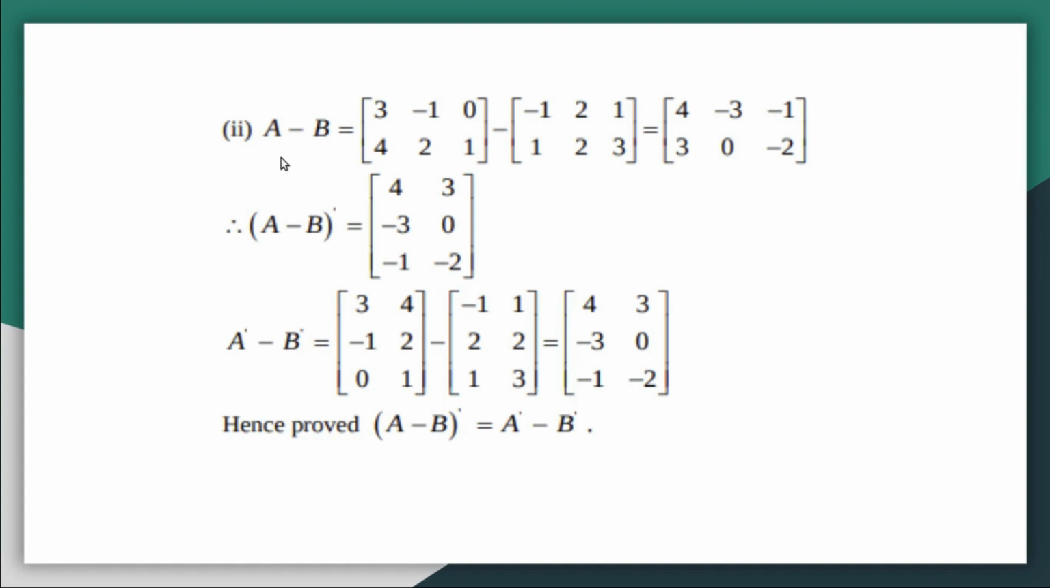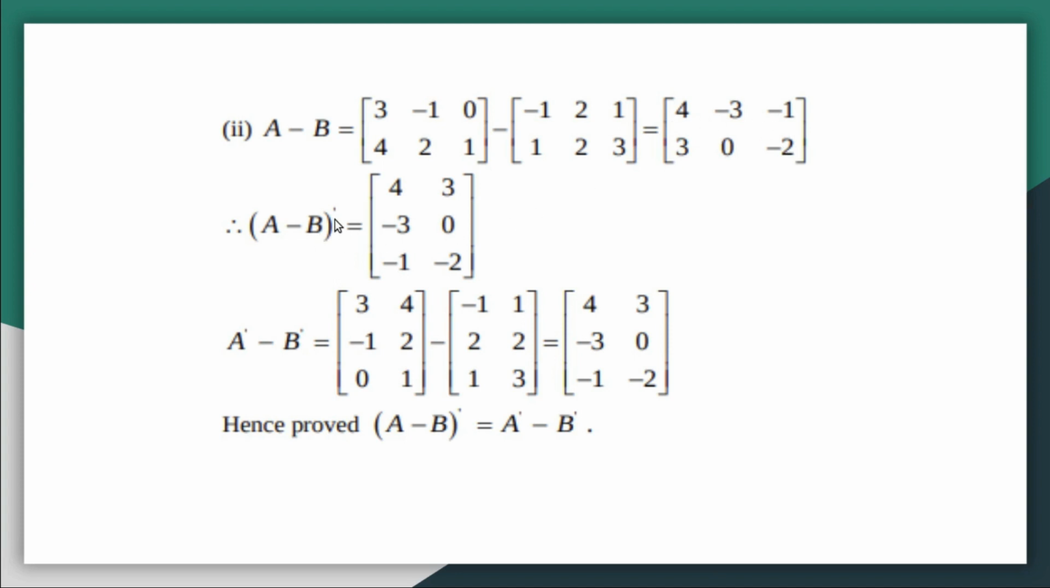Now second one, A minus B. First find A minus B. Matrix A minus matrix B. 3 minus minus 1, 3 plus 1, 4. Minus 1 minus 2 is minus 3. 0 minus 1, minus 1. 4 minus 1 is 3. 2 minus 2, 0. 1 minus 3 is minus 2. This is A minus B.